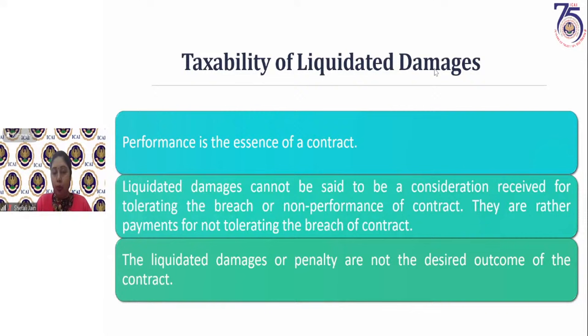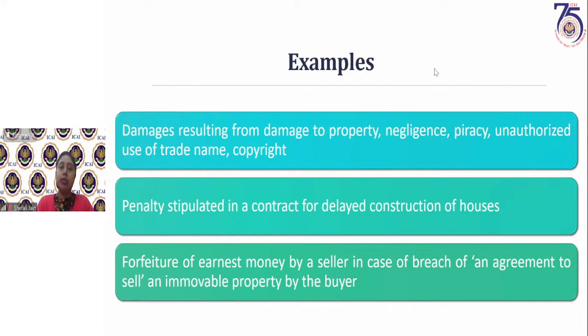Liquidated damages or penalty were never intended to be achieved. They only were given to compensate the aggrieved party. So this cannot be considered as a consideration and this is not covered in para 5E, tolerate an act. Clear? Some examples: suppose some damage has been caused to a property, or there is unauthorized use of a trade name or copyright, and compensation has been received by the aggrieved party for that. Then that liquidated damages will not be considered as a consideration for tolerating an act. It will not be considered as a supply.